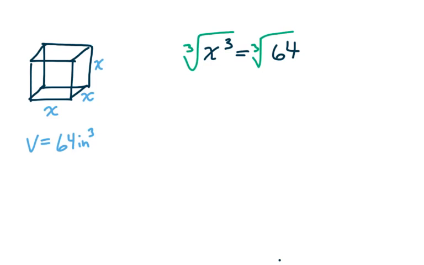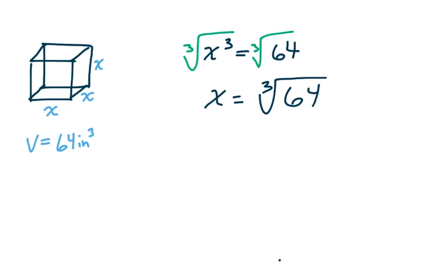On the left-hand side, taking the cube root of x cubed gives us x. That's sort of the whole point. So that's good. And then on the right-hand side, we need to figure out what number times itself gives us 64. So as it turns out, let's put that there.